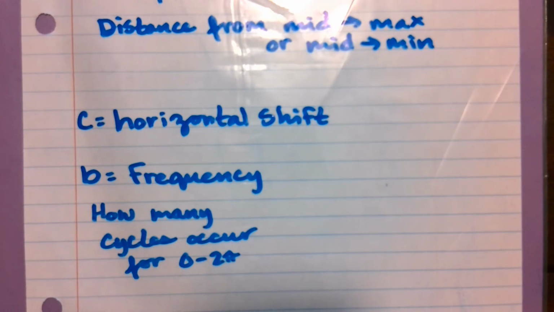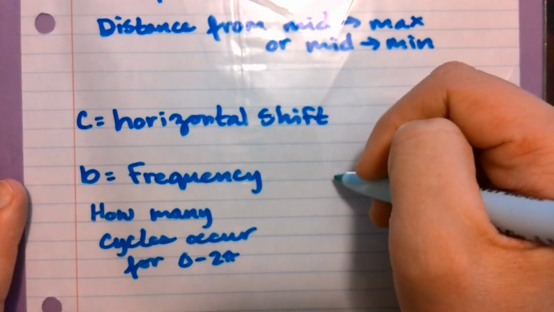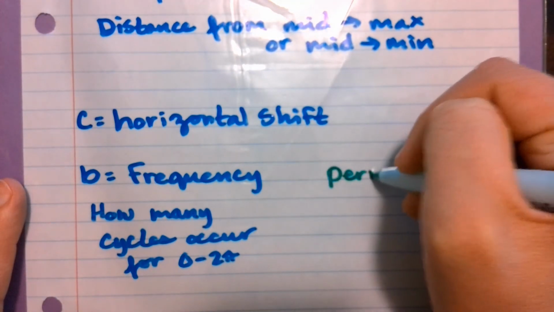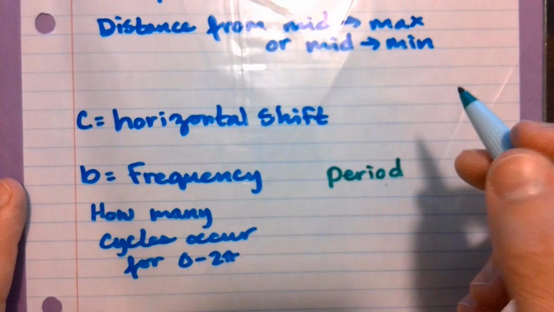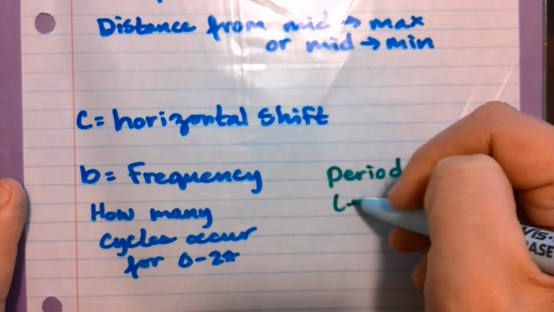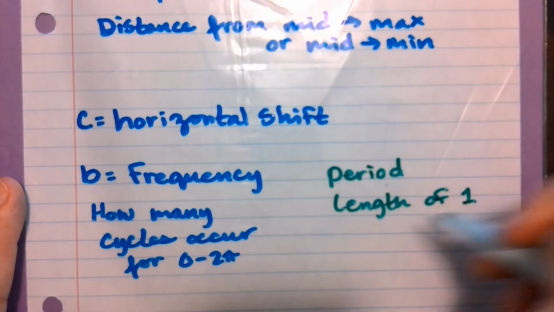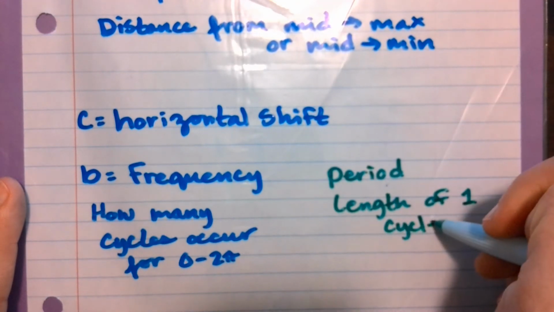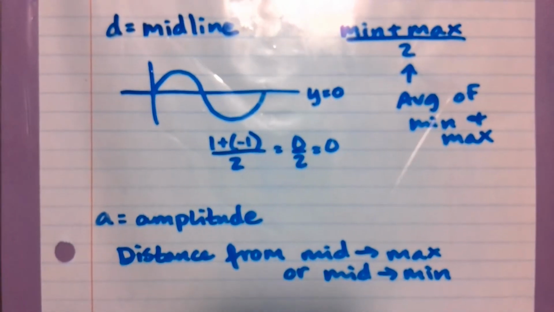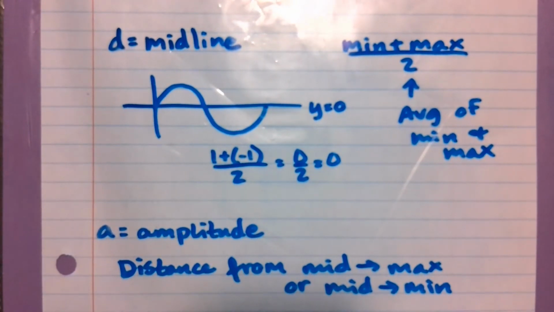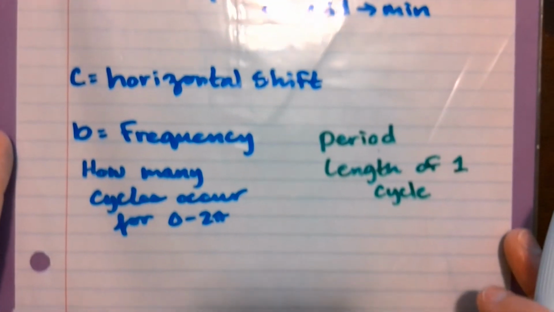Okay, so frequency, how frequent are those cycles in the 0 to 2 pi, which is the normal length of one cycle. So something that we kind of have to add in here, it's not one of the variables that we're dealing with, and that is the period, which is the length of one cycle. So in our parent function, the period would be 2 pi, because typically one cycle of sine or cosine is 2 pi. And these guys go hand in hand.